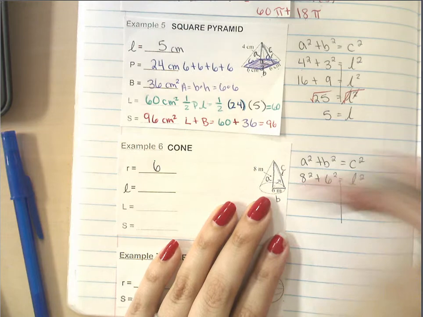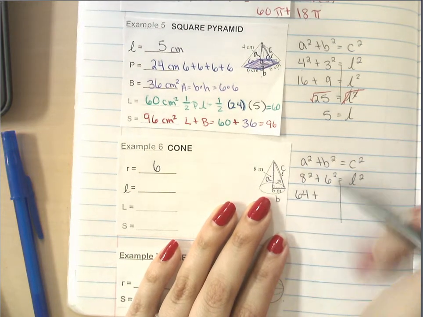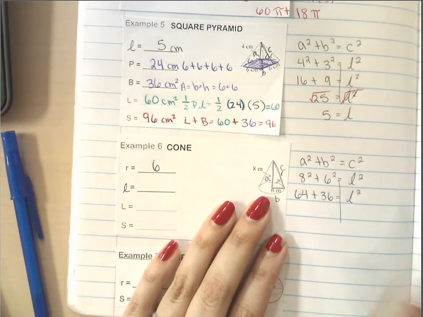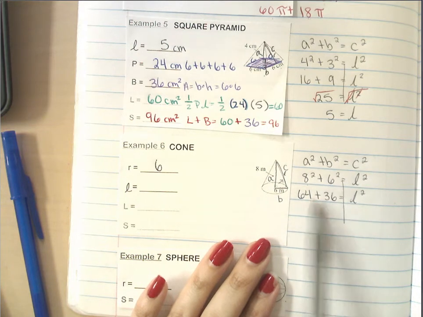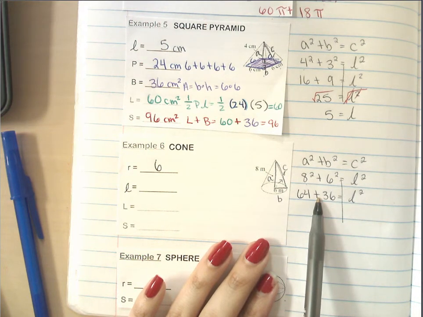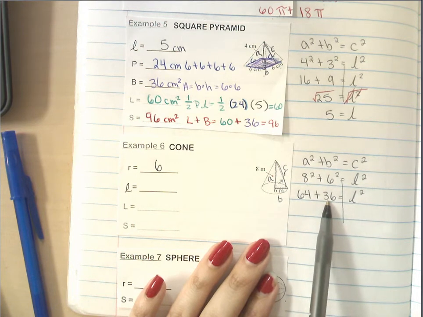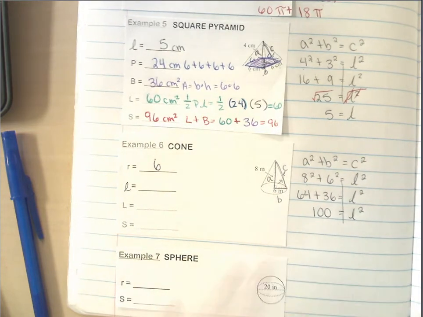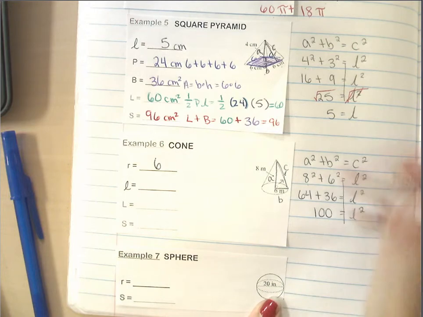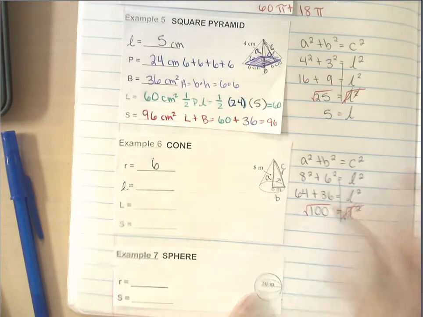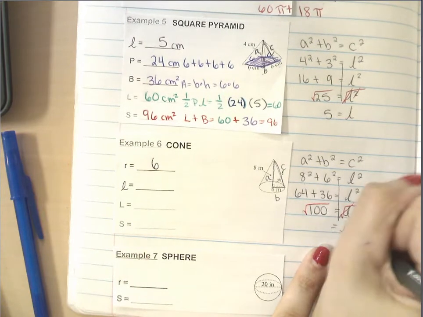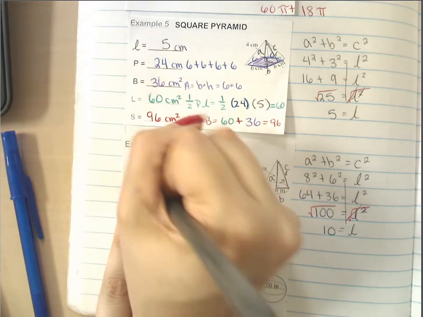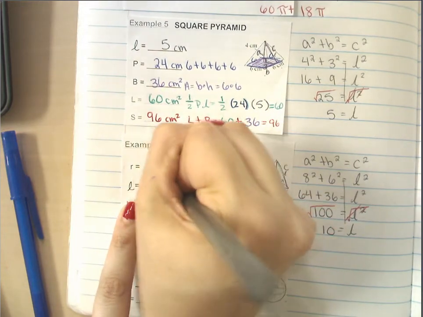So 8 squared is 8 times 8. That's 64. 6 squared is 6 times 6. That's 36. And since they're both on the left side and there's a plus sign between them, I have to add them. So 64 plus 36, that's 100. And so last step, to get rid of that square, I have to take the square root and they cancel each other. So my L is 10. Square root of 100 is 10. So my slanted height is 10. This one's for meters.